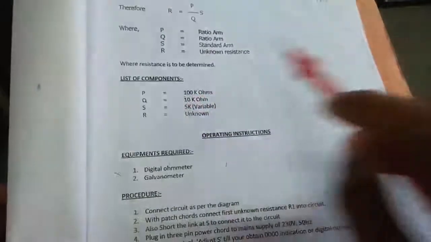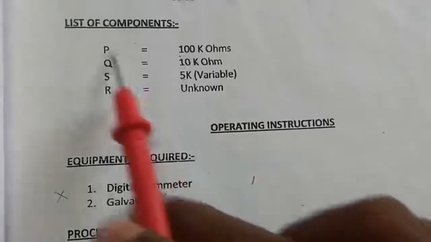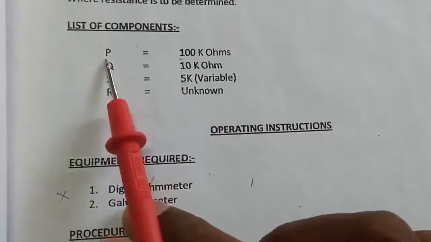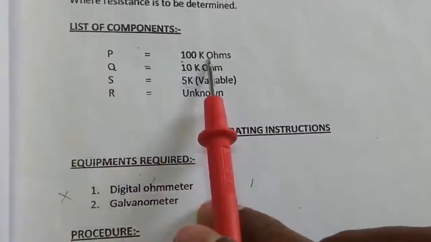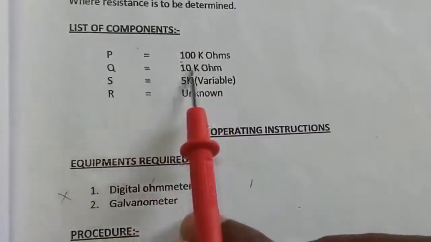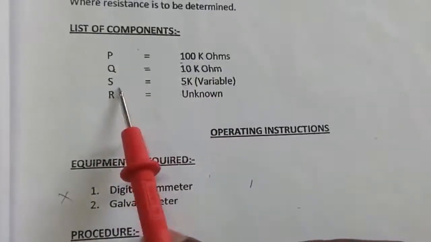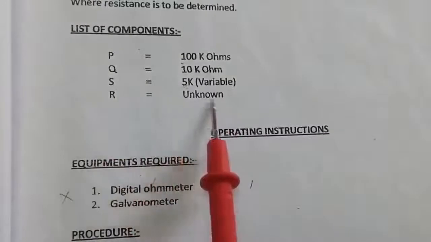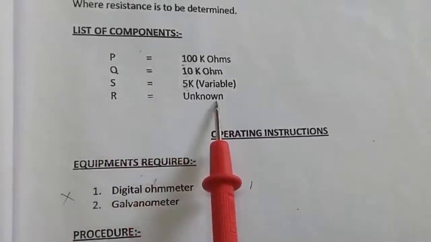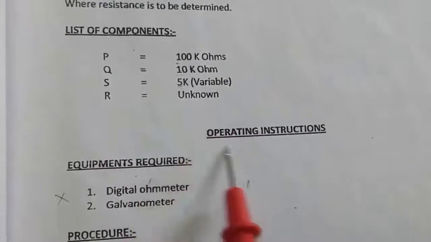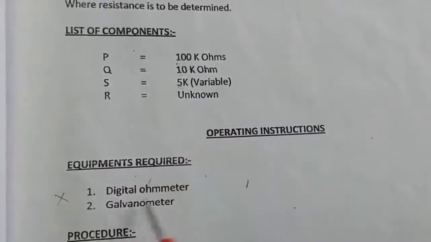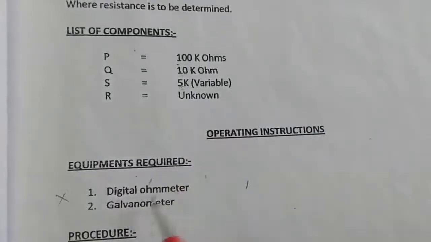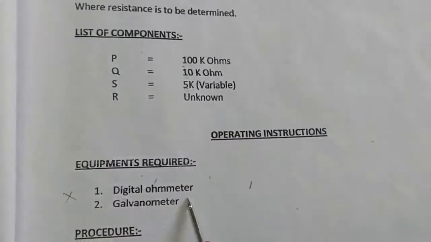The list of components is: P is 100k ohms, Q is 10k ohms, S is a 5k variable resistance, and R is unknown. We have to find the value of the unknown resistor R. What is the operating instruction? Equipment required is a digital ohm meter and a galvanometer.